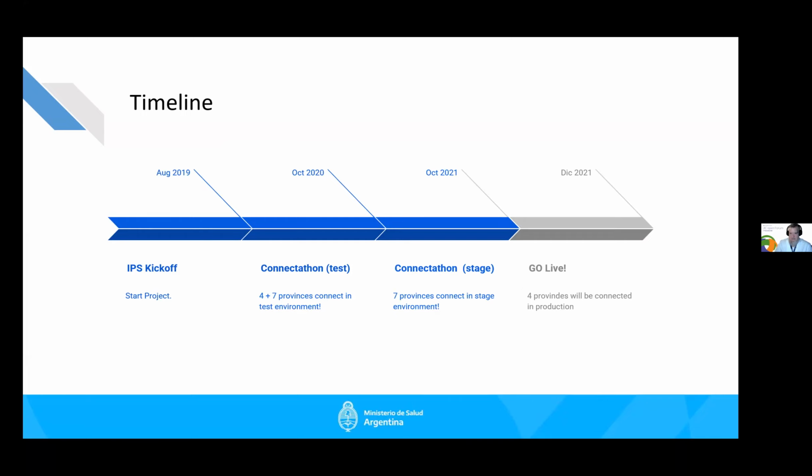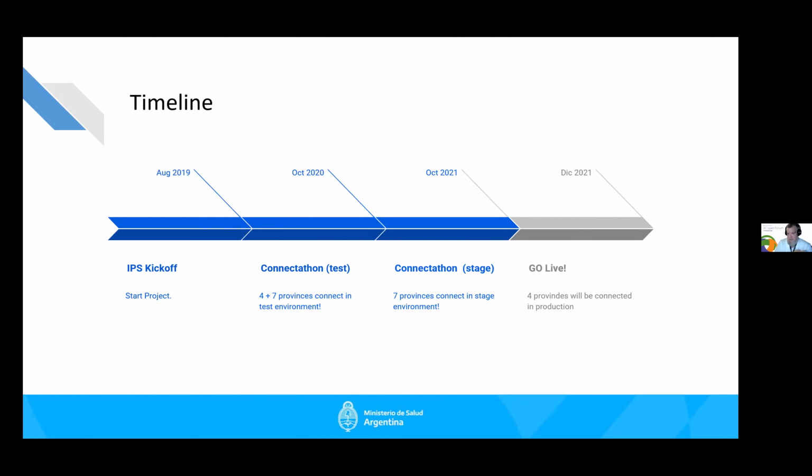in this project. We have two connectathons. We held connectathons with different provinces. The first connectathon was seven provinces. Four provinces, because there are two connectathons in this date. They connected to the test environment, and successfully connected to the test environment in October 2020.